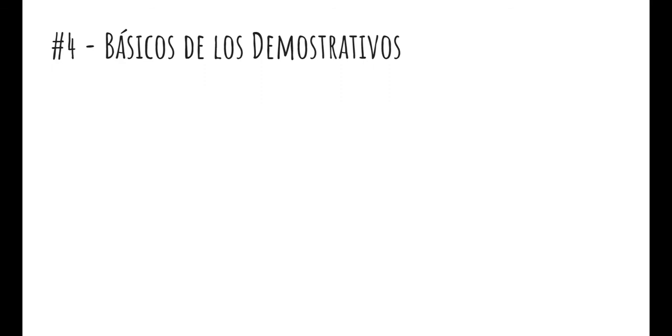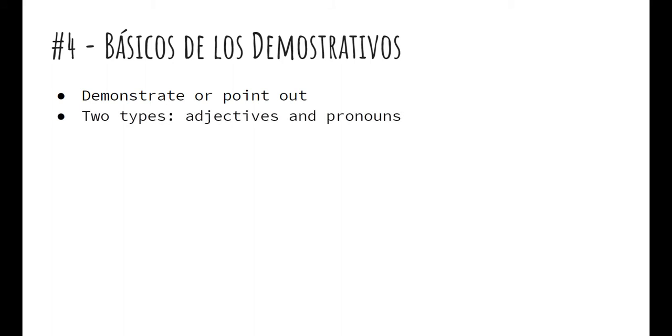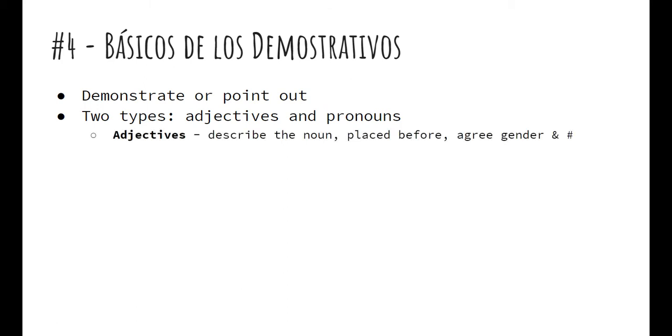All right, now we're going to switch over to demonstratives. So these are going to be used to demonstrate or point out. And there are two types. You've got the adjectives and you've got pronouns. Adjectives are going to be used to describe the noun, and they're going to be placed before. They're going to agree in gender and number. So for example, esta camisa, ese vendedor, aquellos sombreros.